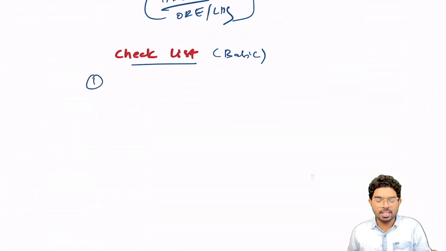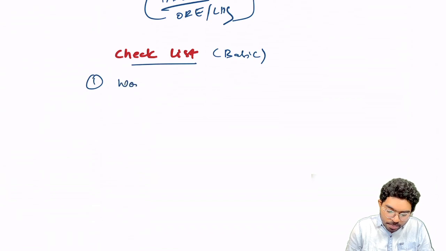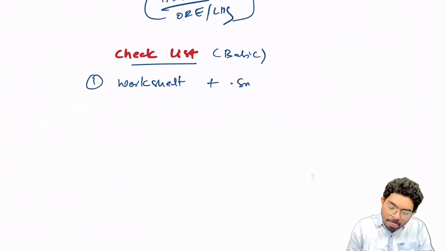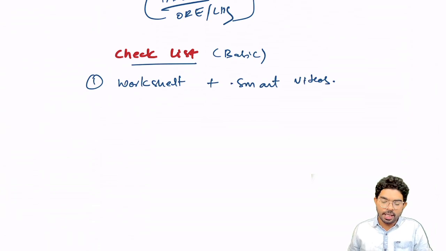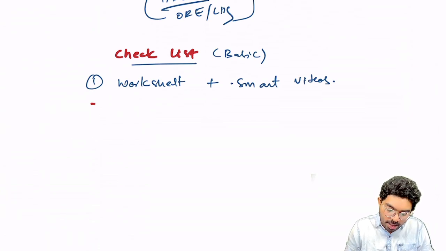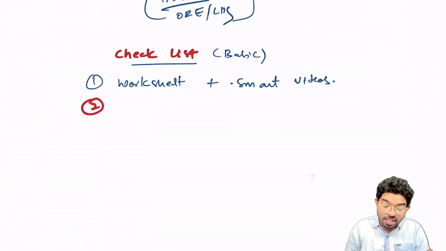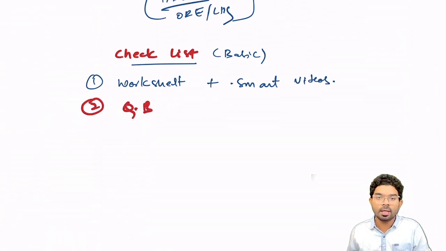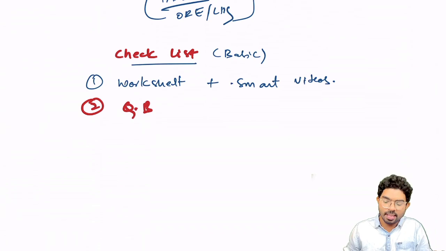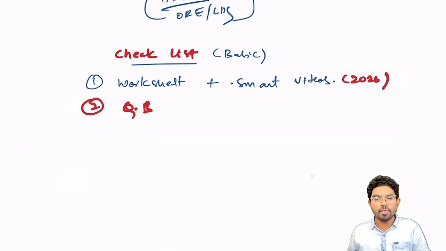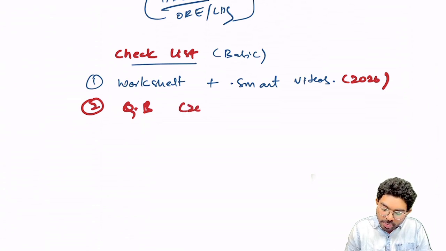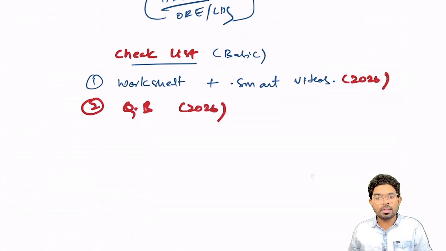The first part of the basic checklist is your worksheet plus smart videos. The second step is I want you to finish the Q bank. Worksheets are exclusively introduced for the 2026 batch of MDS CONQUER, and the Q bank is also introduced for the first time for the 2026 batch. So I want you to finish the Q bank.